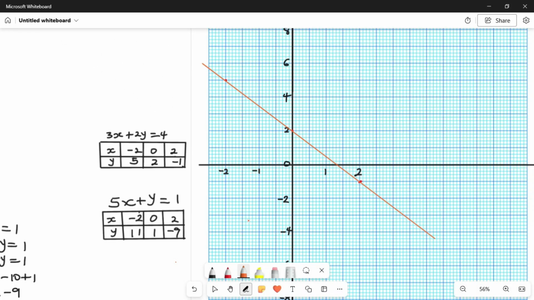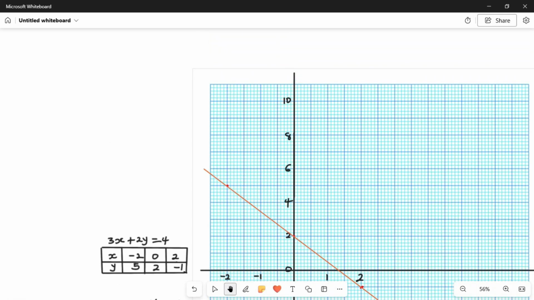So we move to the next one. For the second equation, when x equals -2, y equals 11. So this is x equals -2. You trace it up. So we have our first point here, right at the top, because this is 10, then this is 11. So we have it here.